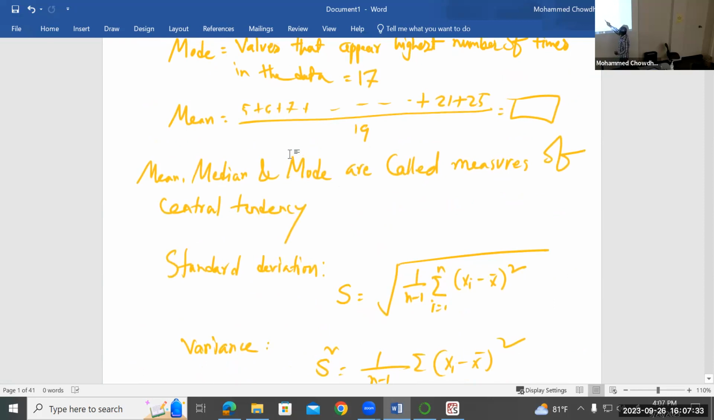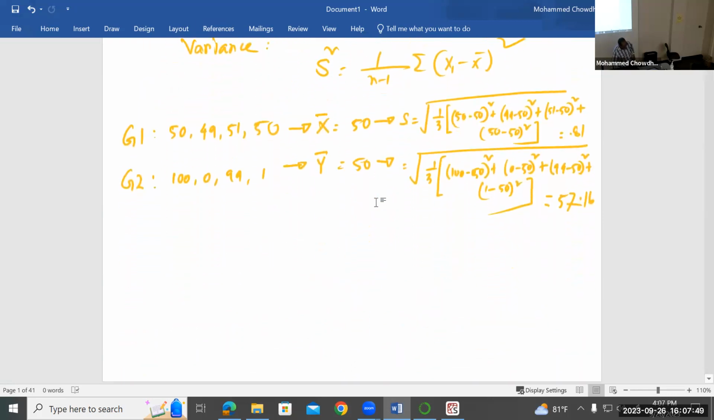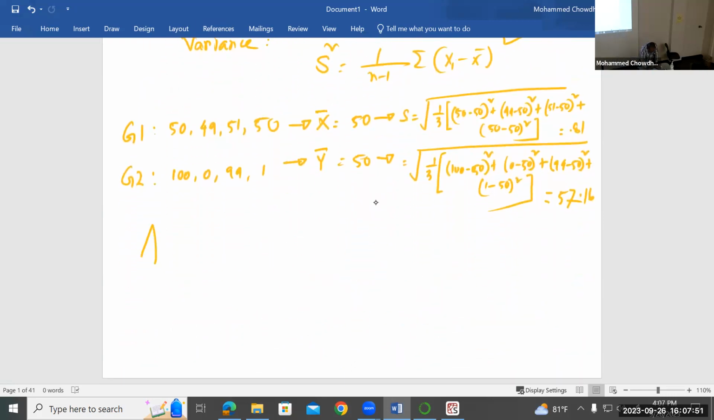This is the distance of each data from its average. This is the distance. Okay? The average distance of each data from its average is called the standard deviation.